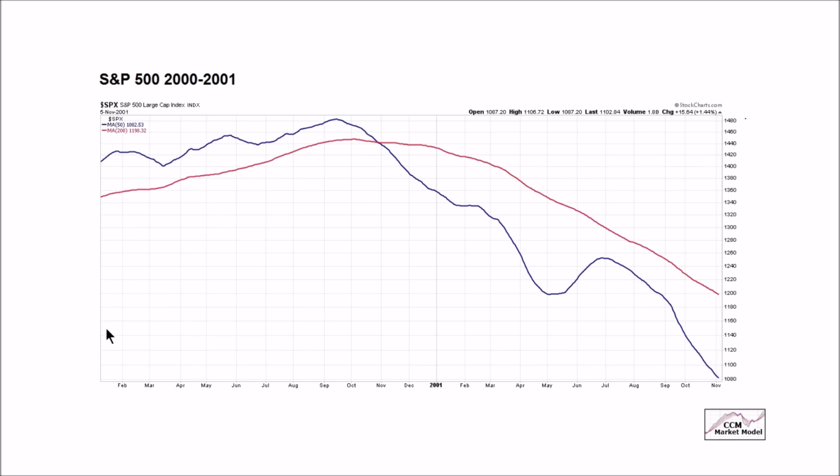This is the S&P 500. This is calendar year 2000 on the left side of your screen. This is 2001 here on the right side of the screen. In all the charts that we'll be covering this week, our 200-day moving average is in red, and our 50-day moving average is in blue.